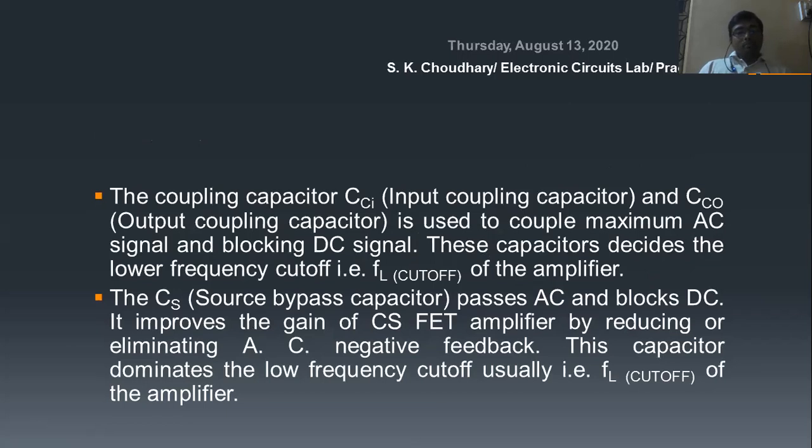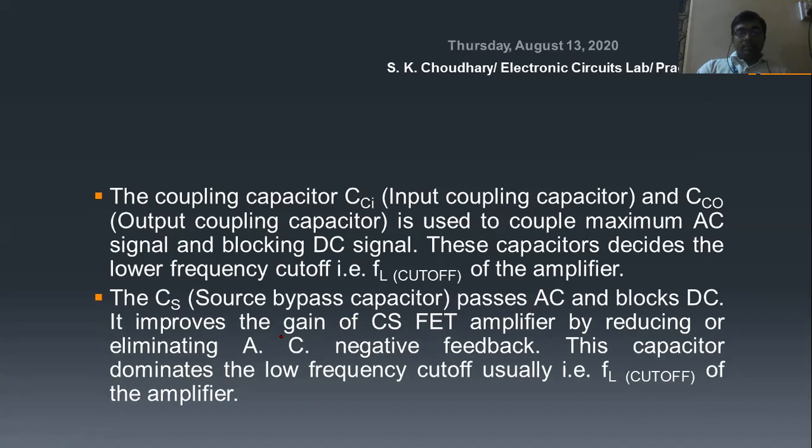If you look at the coupling capacitors, CC1 is the input coupling capacitor and CC0 is the output coupling capacitor. They are used to couple the maximum AC signal and block the DC, and these capacitors decide the lower cutoff frequency, that is FL. Similarly, another capacitor used here is the bypass capacitor, which passes the AC and blocks the DC. It improves the gain of the amplifier.